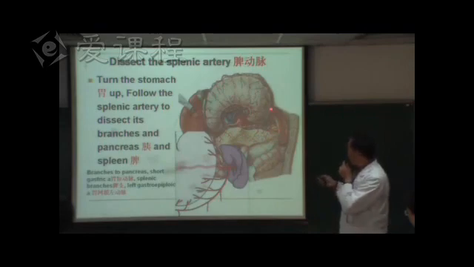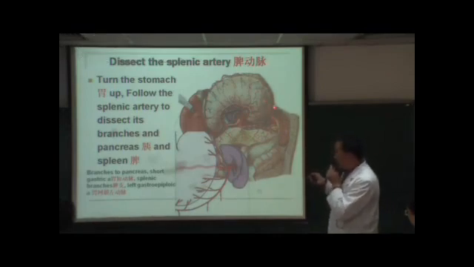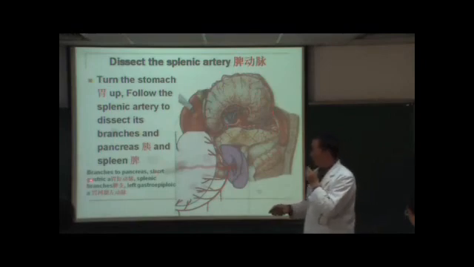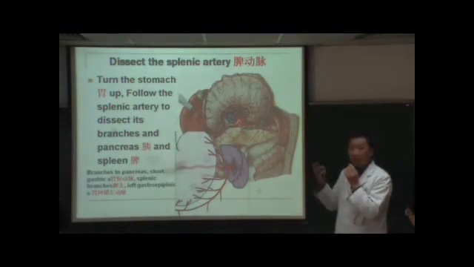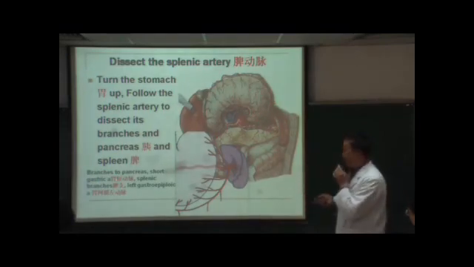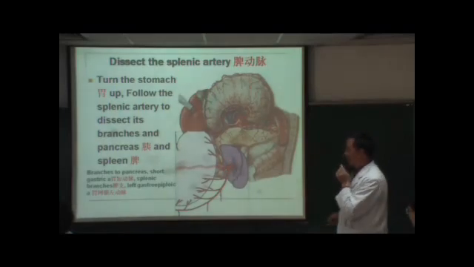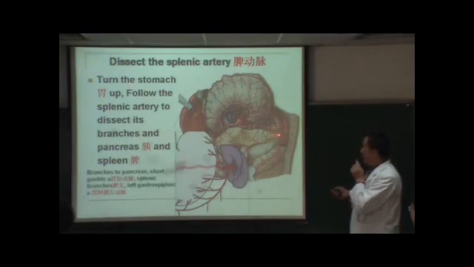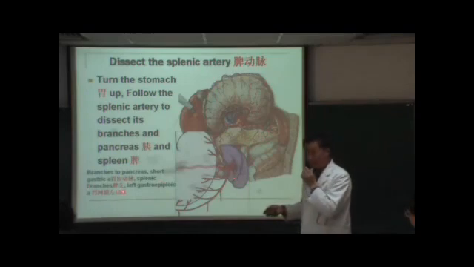They are several branches to the fundus of the stomach. These arteries are called short gastric arteries. Maybe there are 2 or 3 or 4 branches here. And here are 2 branches, the short gastric arteries. And then some branches go into the spleen. These arteries are called splenic branches.